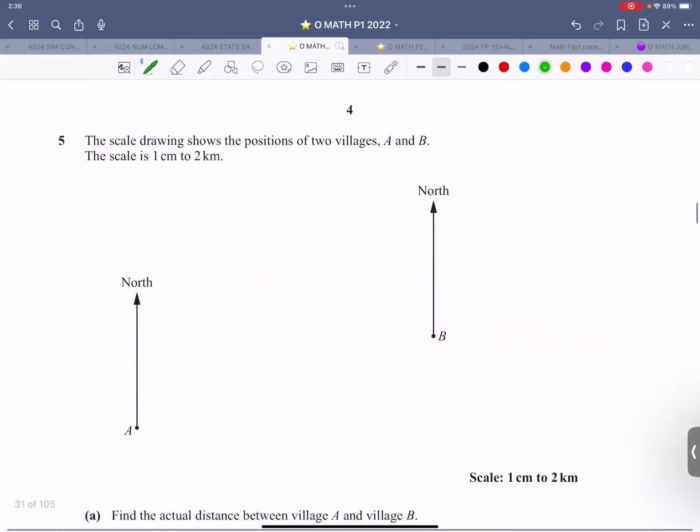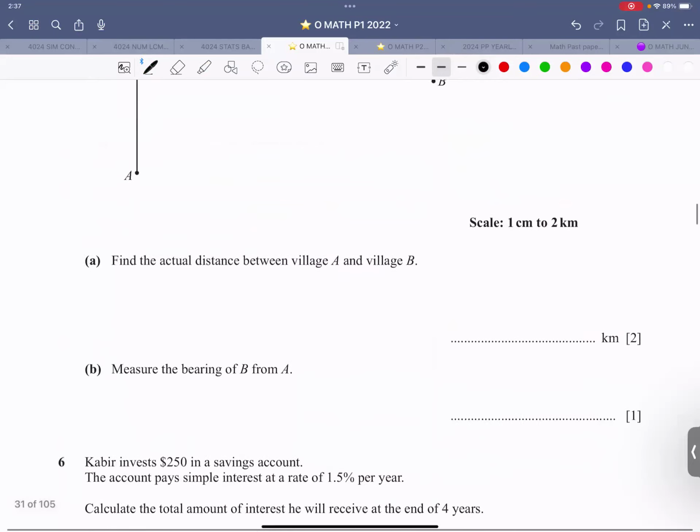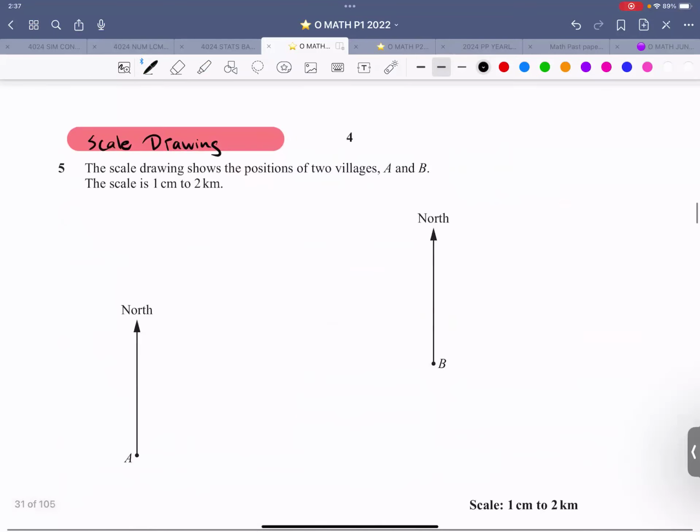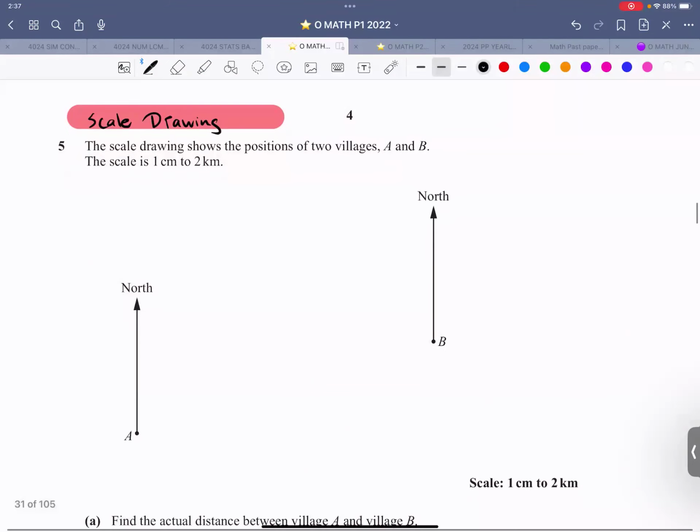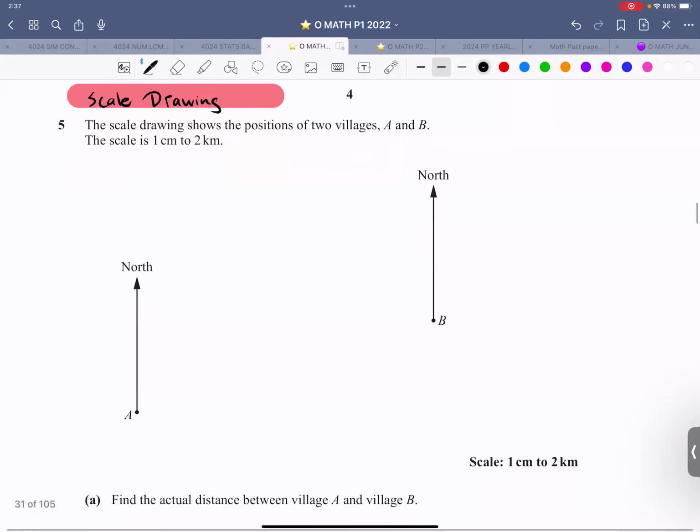Next question. This question is about scale drawing. Now I have this limitation that I cannot use a scale on the iPad. So this is scale drawing, and the bearing. The scale drawing shows the position of two villages, A and B. The scale is 1 centimeter to 2 kilometers. Find the actual distance between the villages.